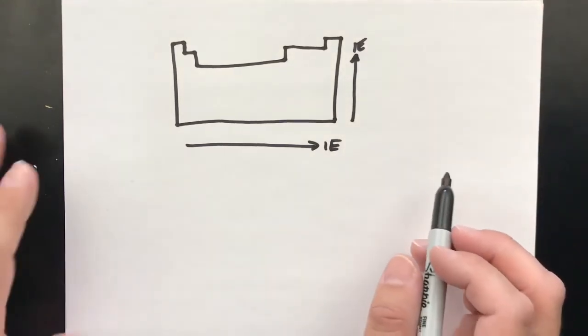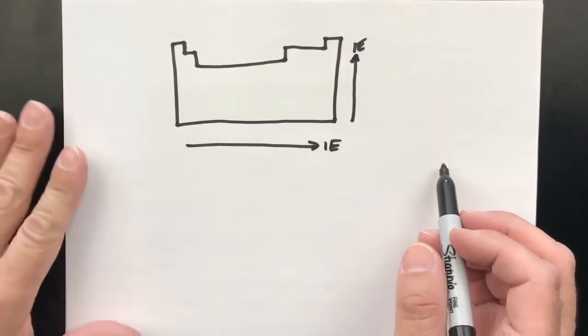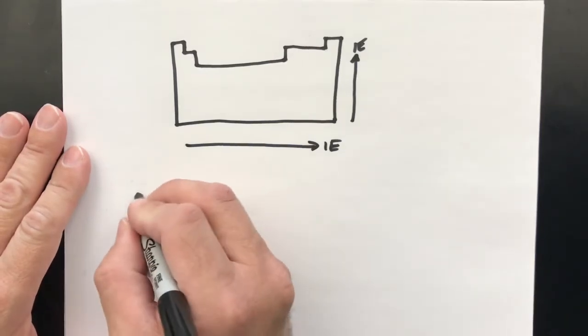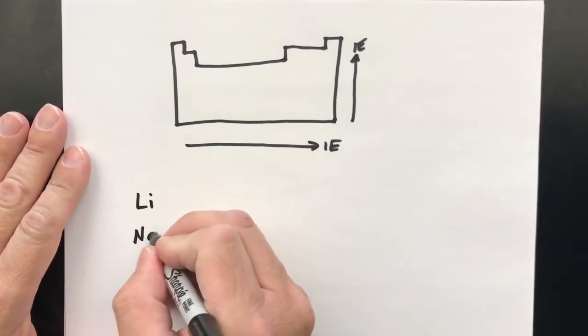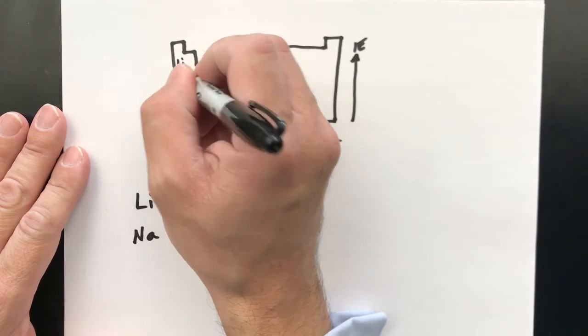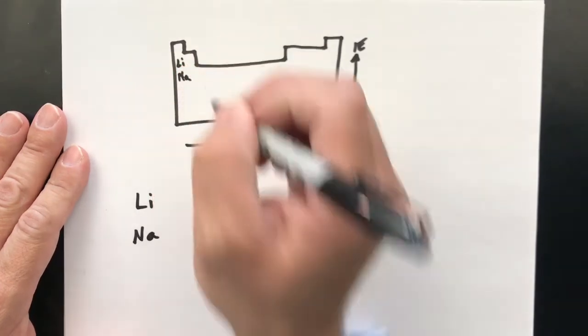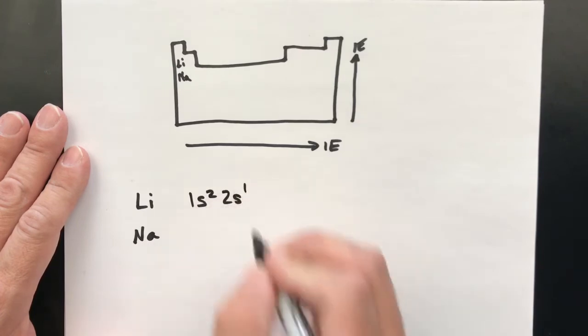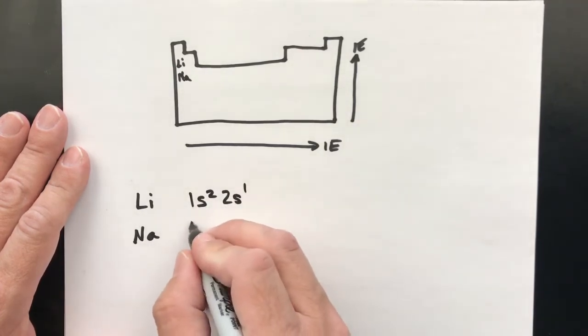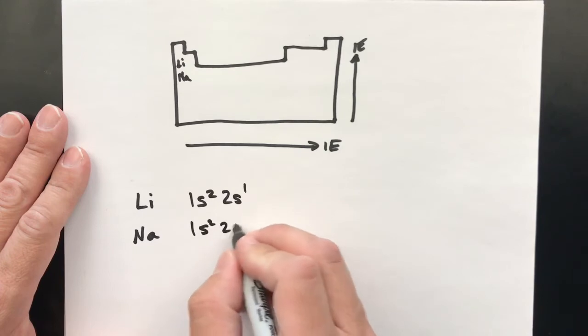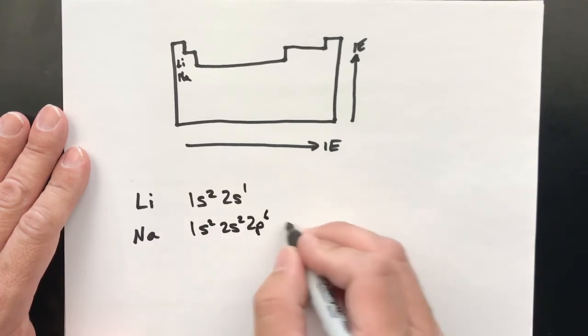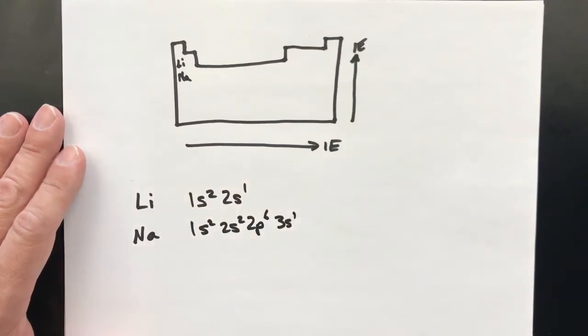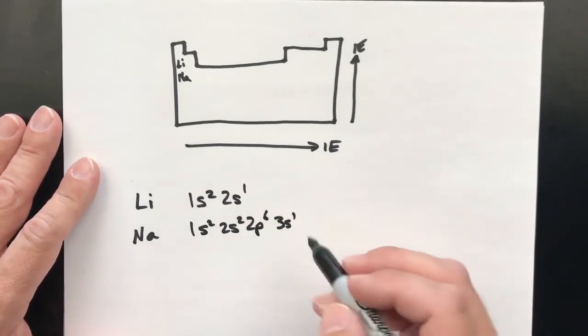Again, we're going to return to our most probable distance diagrams. Let's compare lithium with sodium. Those are right below each other on the periodic table. Lithium is here, sodium is here. Lithium has an electron configuration of 1s2, 2s1. Sodium has an electron configuration of 1s2, 2s2, 2p6, 3s1. So they're both s1 in their highest occupied orbital.